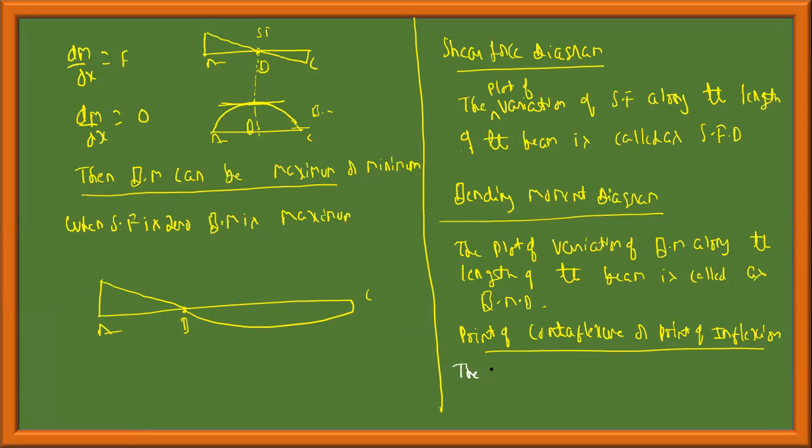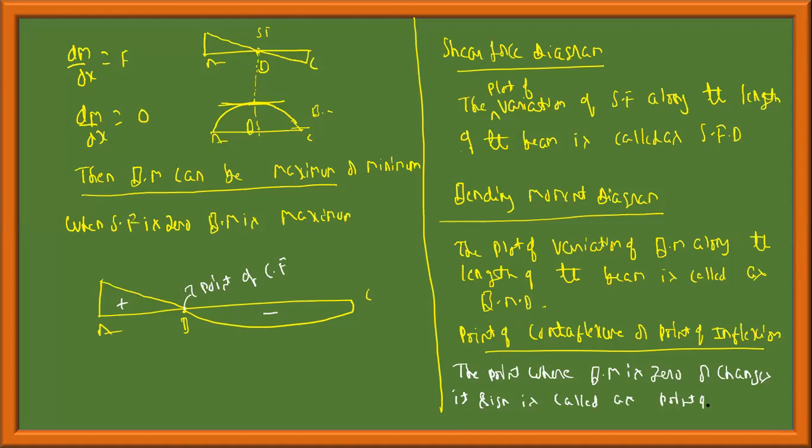The point where bending moment is 0 or changes its sign. It is positive up to point B and negative from point B to point C, and 0 at this point. This is called the point of contraflexure. The point where bending moment is zero, or how we can determine it, is that it changes from positive to negative. The bending moment diagram changes from positive to negative. The point where bending moment is zero and changes its sign is called the point of contraflexure.